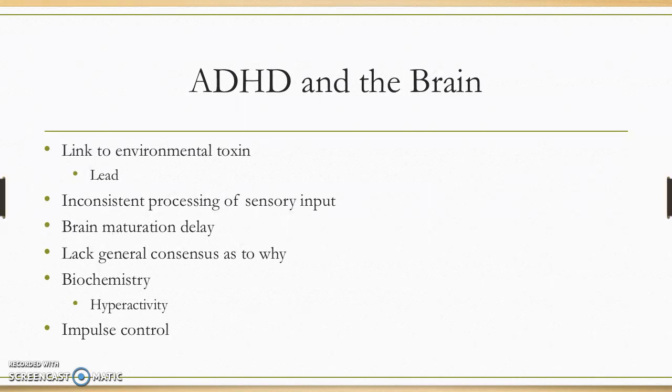ADHD in the brain: there is a link to environmental toxins like lead, when that was a big issue. It causes inconsistent processing of sensory input. There's a brain maturation delay, with a lack of general consensus as to why; no one really knows. It could be a biochemical issue, like for the hyperactivity part, and it can include impulse control issues.